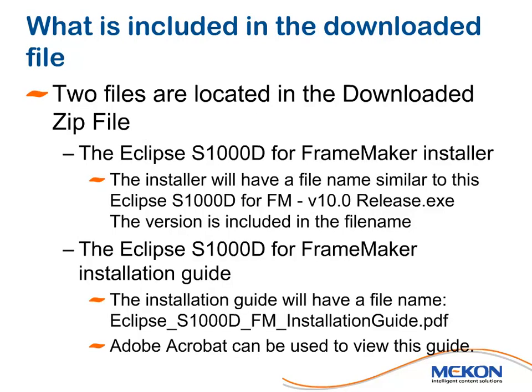So you get a zip file when you download it, and there are two files located in there. There's the Eclipse S1000D for FrameMaker installer. Now that'll have a file name, something like Eclipse S1000D for FM, version 10.0 release. The version number is included in the file name. The other file that's in there is the Eclipse S1000D for FrameMaker installation guide.